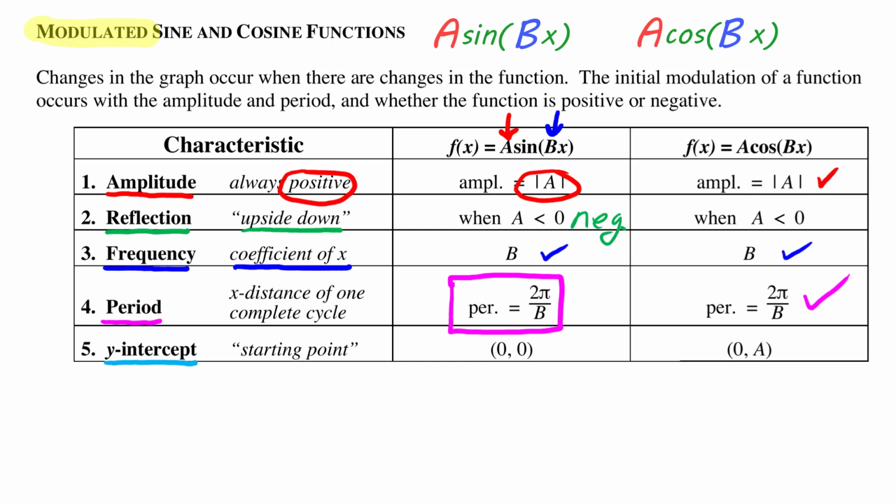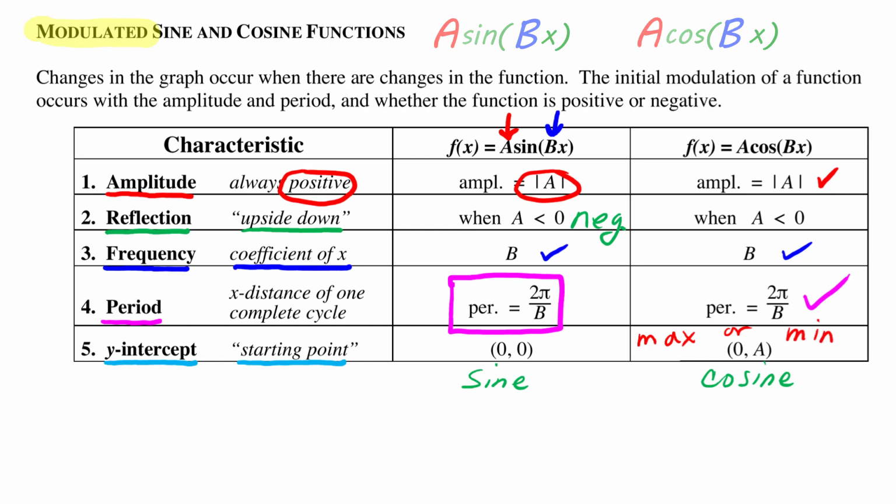Now the y-intercept we often call the starting point, although there's no real true starting point for a sine or cosine function. It's usually where we start drawing the graph. And for the sine, it's the origin. And for the cosine, it's at 0a, which might be a maximum, or could be a minimum if a is a negative number.